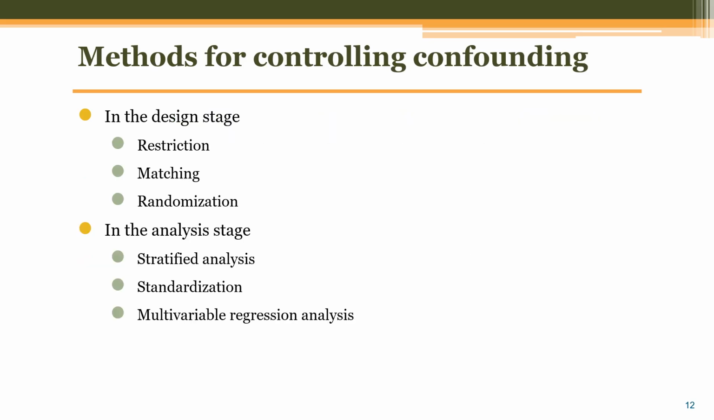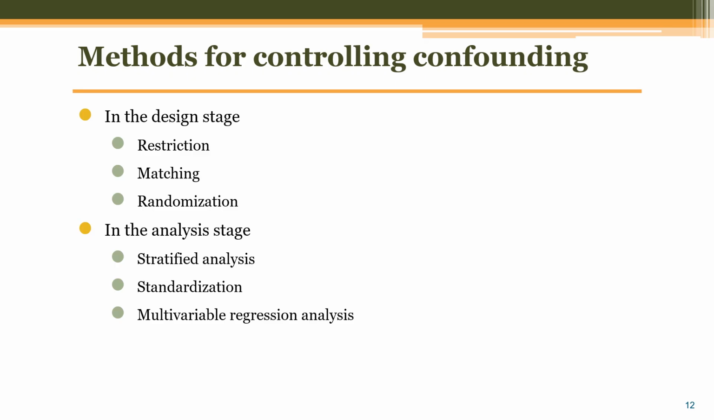There are 6 commonly used methods for controlling confounding, including restriction, matching and randomization, which are used in the design stage, and stratified analysis, standardization, and multivariable regression analysis, which are used in the analysis stage. The rationale of these methods is the same. All of them attempt to make the exposed and non-exposed groups comparable in terms of the distribution of suspected factors. By doing so, there will be no or minimum imbalance of these factors between groups, hence removing the root cause of confounding. These methods will be introduced one by one in the following modules.